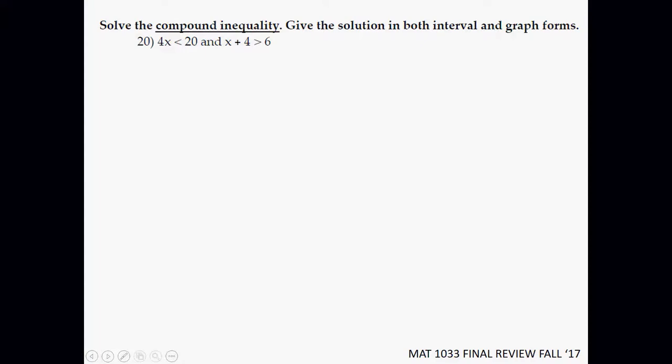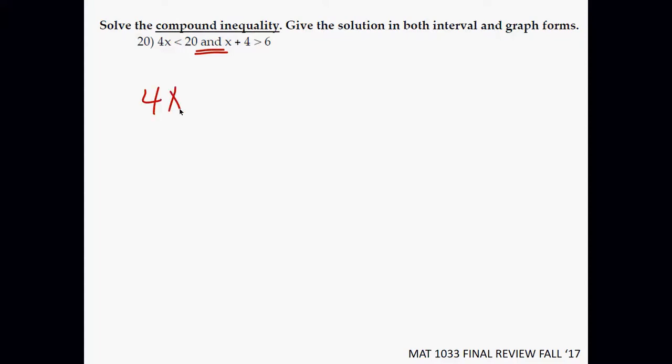We have to solve the compound inequality: 4x less than 20 and x plus 4 is greater than 6. The key word here is "and." We have to pay attention and make sure it's "and" or "or."